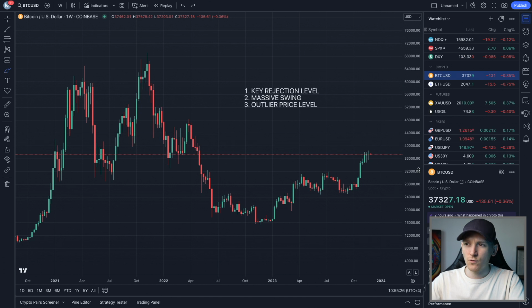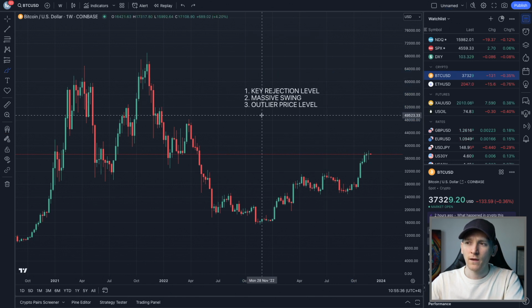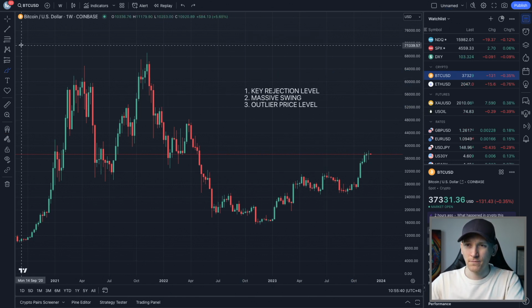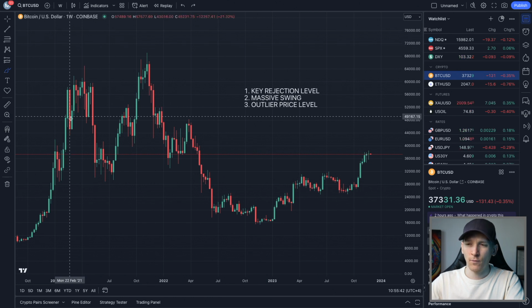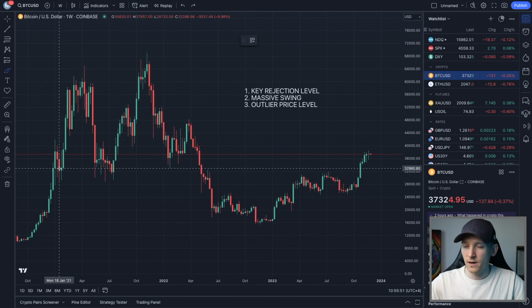That's the key price level, because these on the right-hand side are the prices that we're trading at. So what we're going to do here is try and find key rejection levels with massive swings that are outliers. Let me explain that right now. I'm on the Bitcoin chart right here, and we're going to put these key price levels on just using TradingView. Highly recommended. It's a free platform, so definitely use it to do this yourself. I'll link it below as well, so you can check it out.